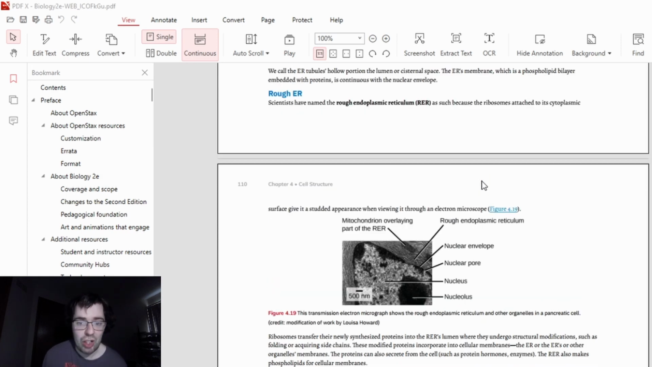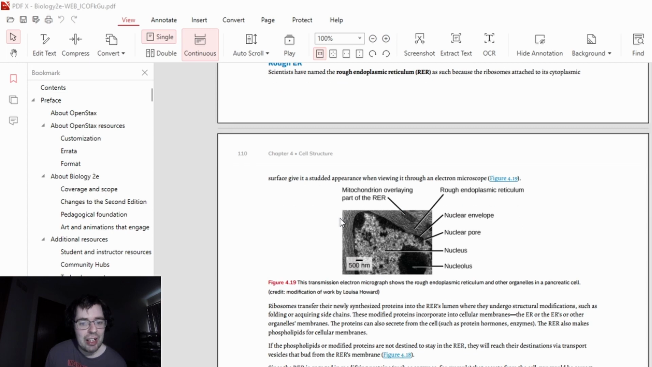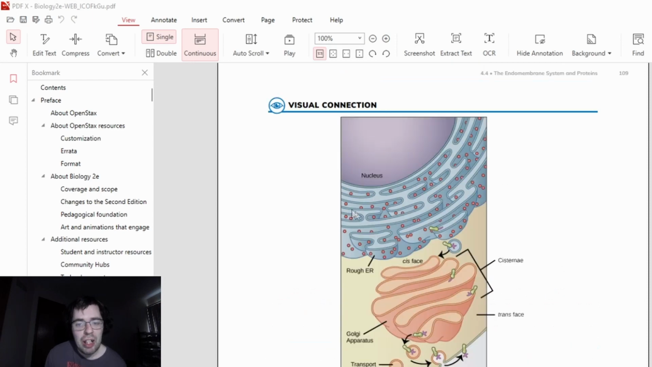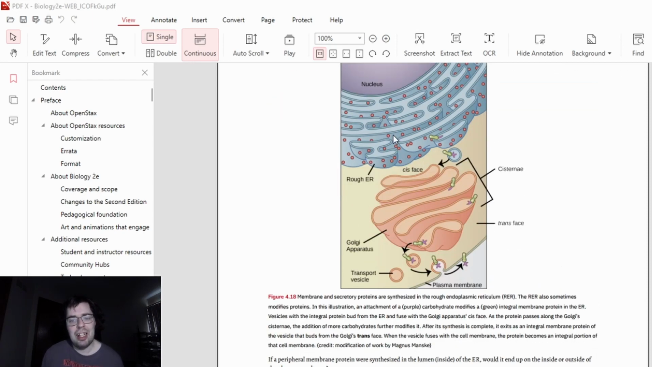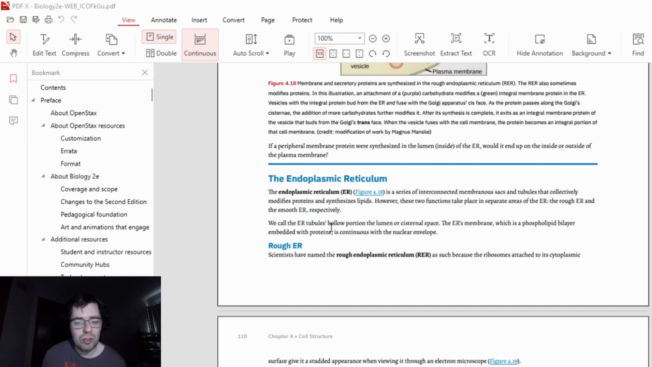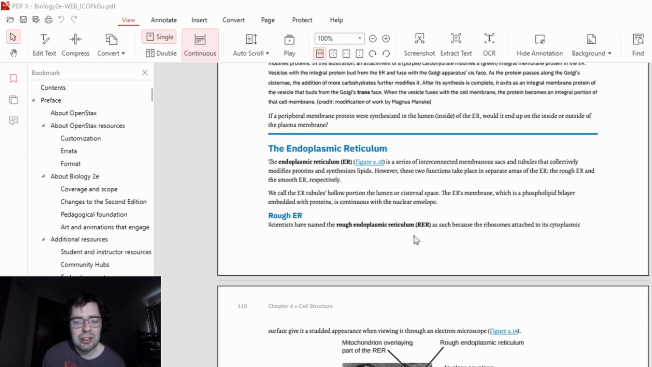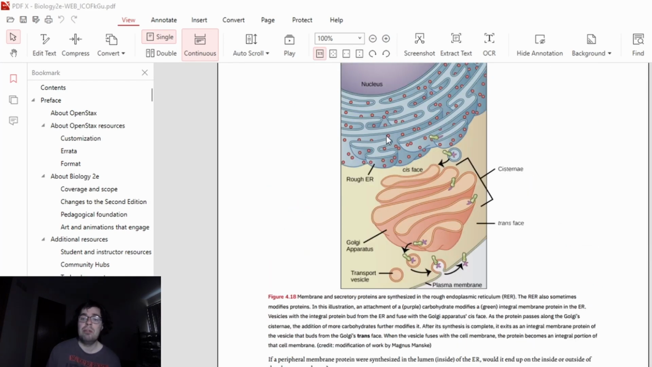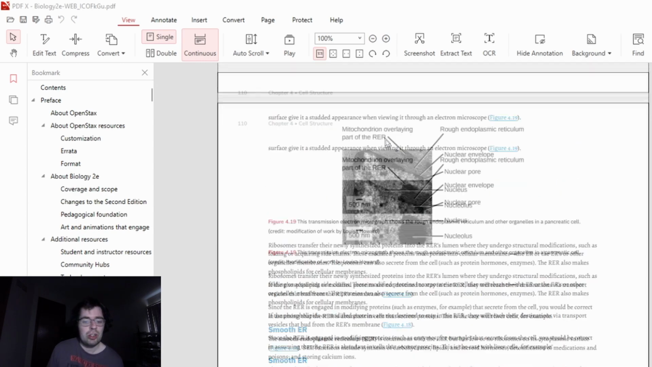So first we have the rough ER. It is called the rough ER because the ribosomes attached to its cytoplasmic surface give it a studded appearance when viewing it through a microscope. Like here, on this side, it's going to be rough because it has all these ribosomes on the outside. On the other side, if you were to flip it, you would have the smooth ER that does not have ribosomes on it. But we'll talk about that in a minute.